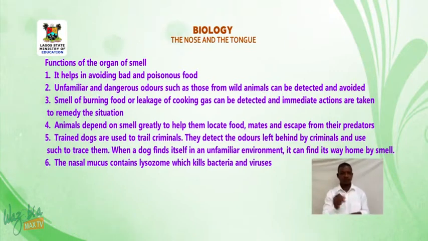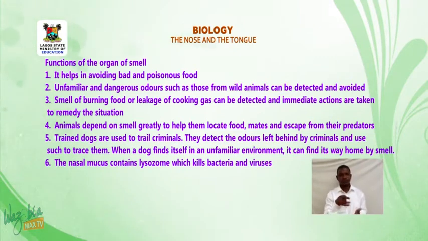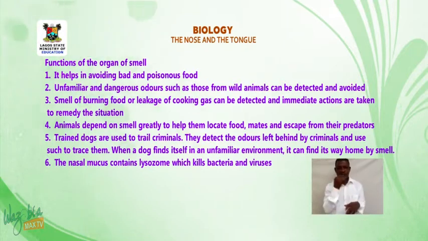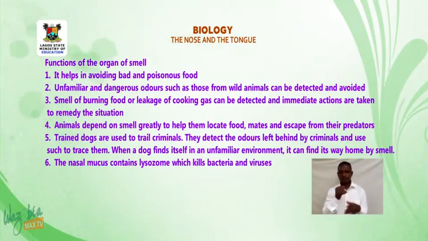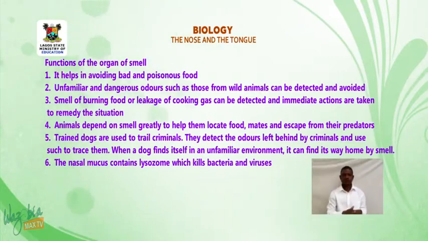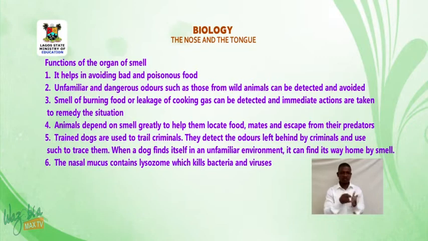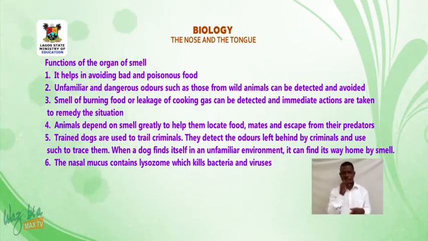Now let's look at the functions of the organ of smell. 1. It helps in avoiding bad and poisonous food. Once the food is bad or poisonous, the odor will tell us, and it is this organ of smell that will help us in avoiding bad and poisonous food.